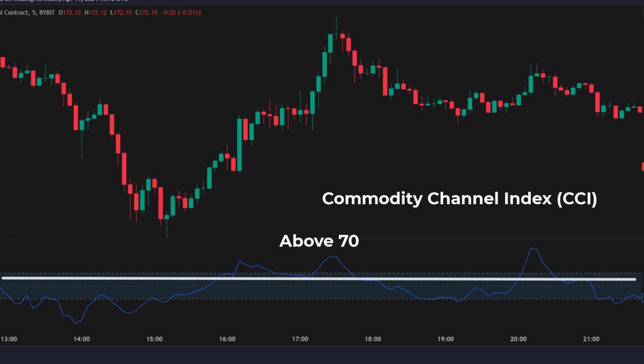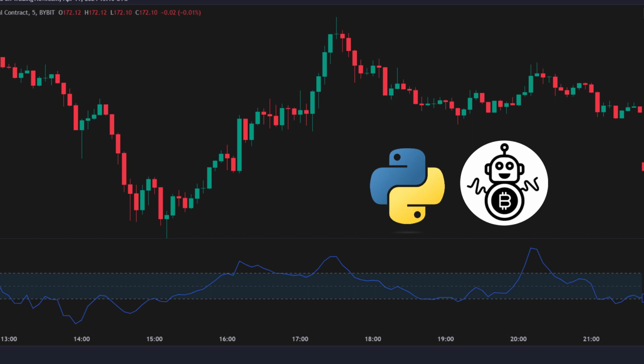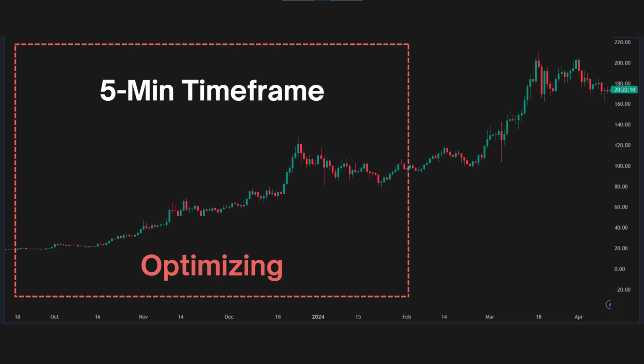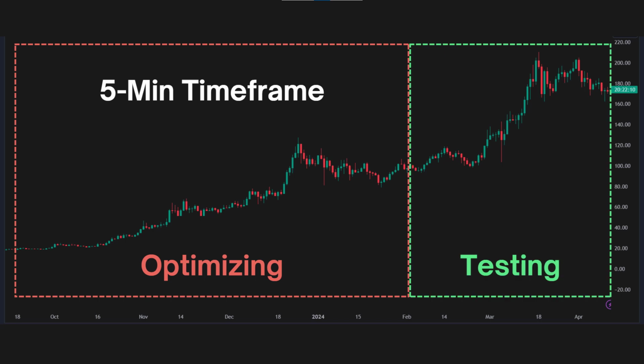We will apply this strategy using Python's Freqtrade and backtest it on historical data. For this video, we'll use a 5-minute time frame. Feel free to explore different time frames if you're interested. The parameters will be optimized on a portion of data, then tested on future or unseen data, also known as out-of-sample data. This method provides a more accurate estimate of the strategy's performance.